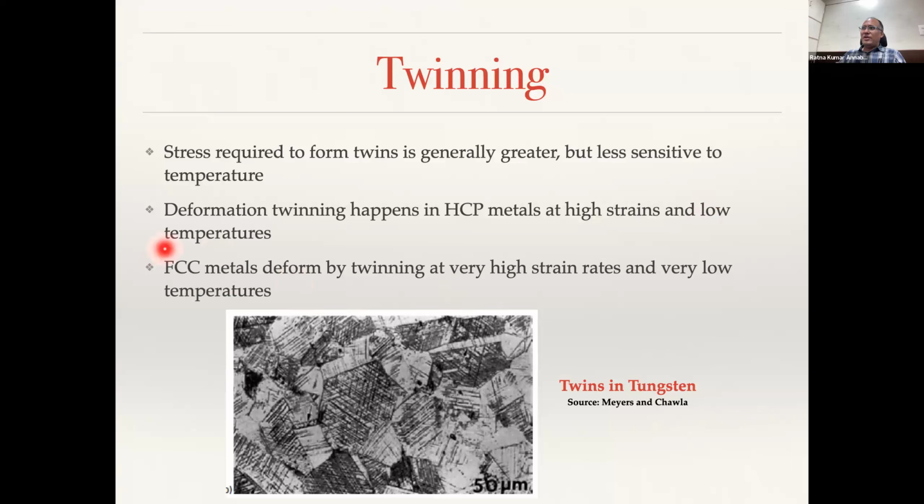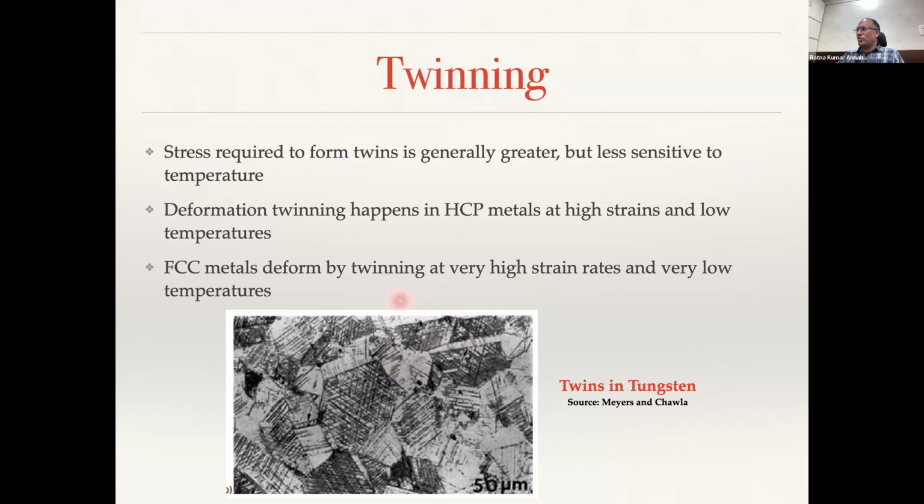FCC metals, primarily face-centered cubic metals like aluminum, copper, gold, and silver, deform primarily by slip, but they can also deform by twinning at very high strain rates and at very low temperatures. If temperatures are very low, that means you don't have enough opportunity for the dislocations to move easily. And if the strain rates are so high, that means you don't have enough time for the dislocation motion. In those scenarios, you can have plastic deformation taking place through twinning.